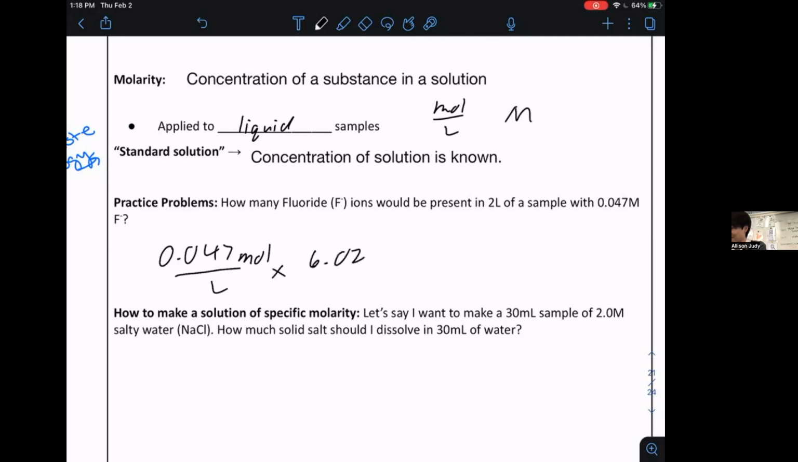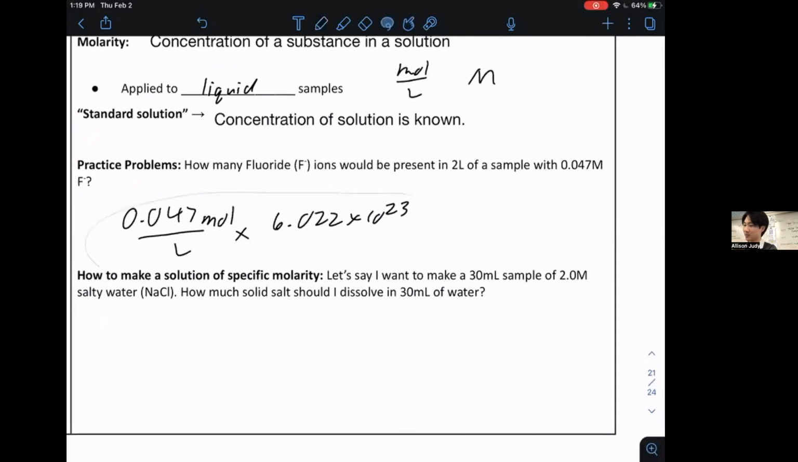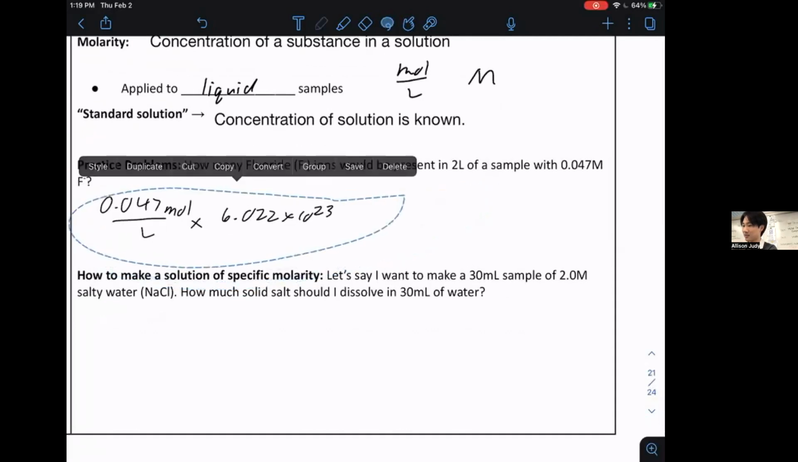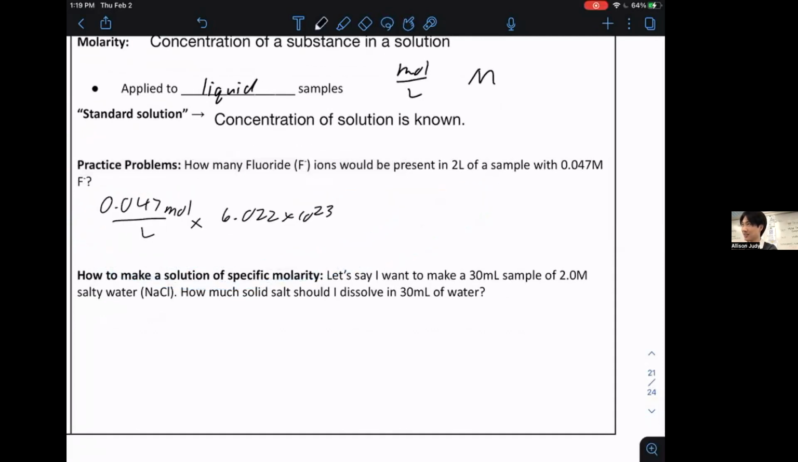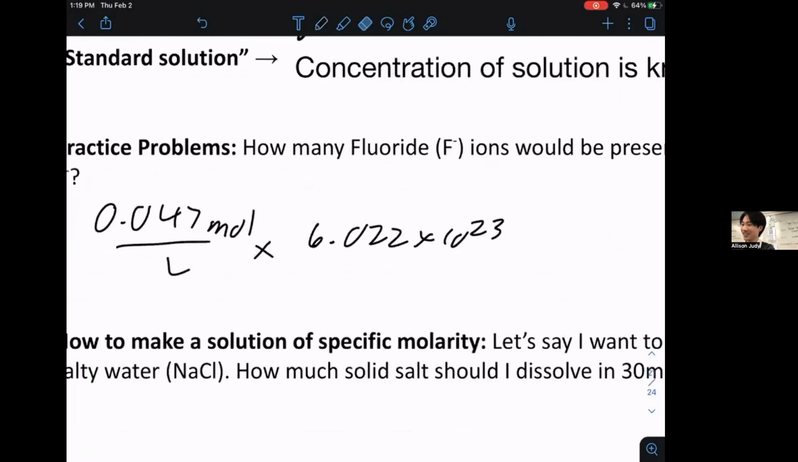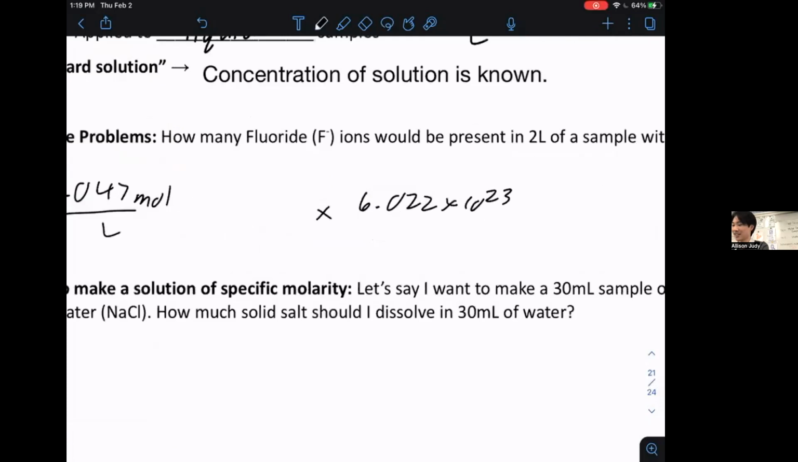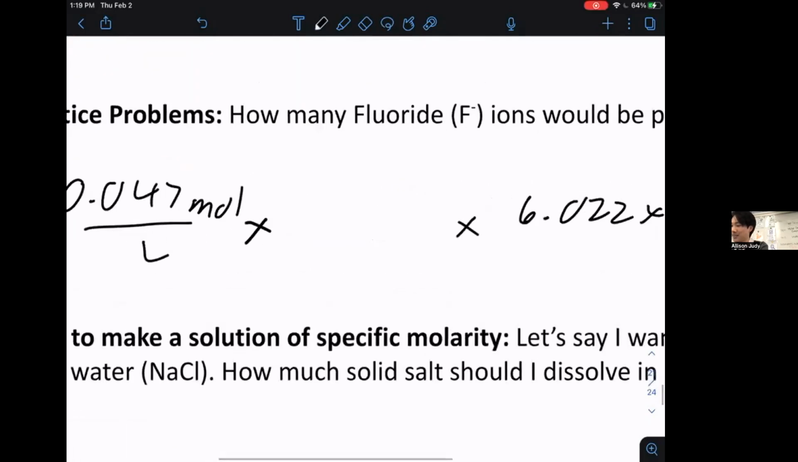The Avogadro number. Isn't it over 2 liters? Yes. So it's not just over 2 liters. Yeah, it's in the small part. So we multiply this later, but we need to cancel out all the units first. To cancel out the liters, we have to multiply by 2 liters, and this lets us cancel out the liters.